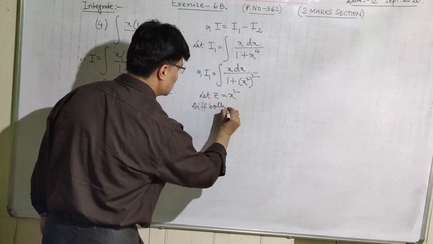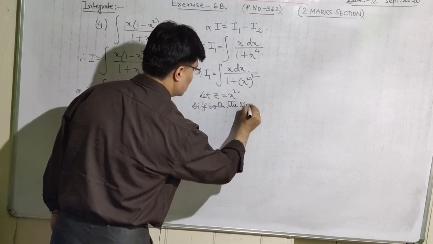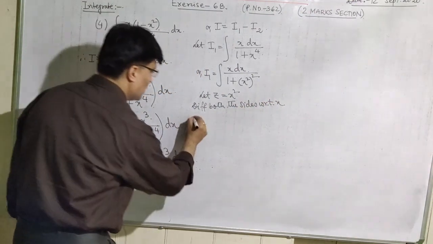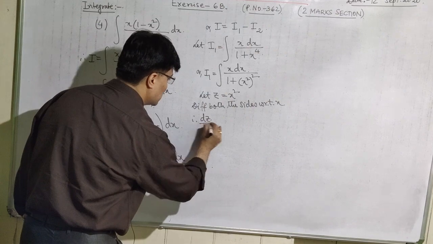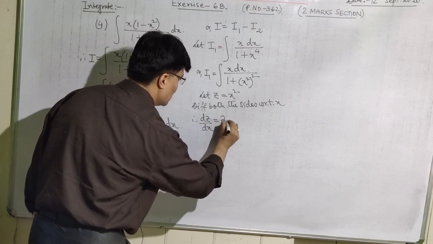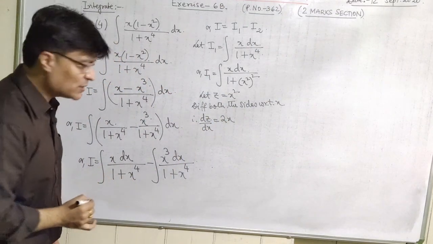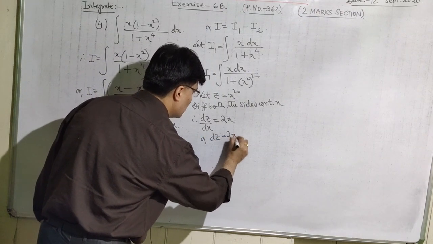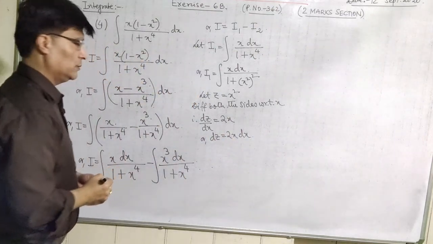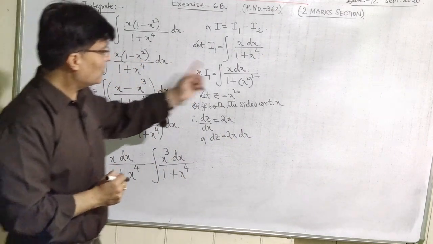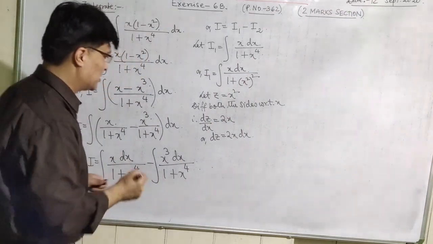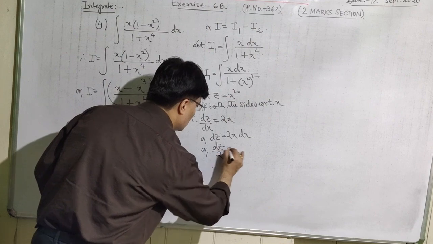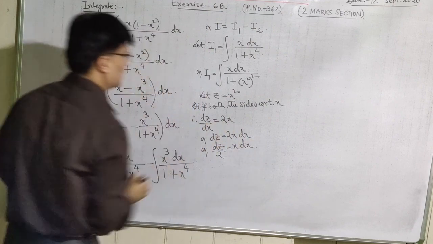Differentiating both the sides with respect to x, therefore dz by dx is equal to 2x. So let us do cross multiplication. dz is equal to 2x dx. But here in the numerator we have only got x dx. Let us take 2 to the left hand side. So dz upon 2 is equal to x dx.